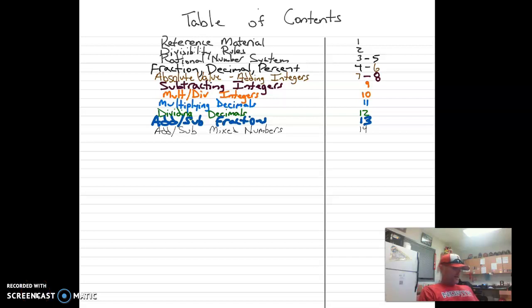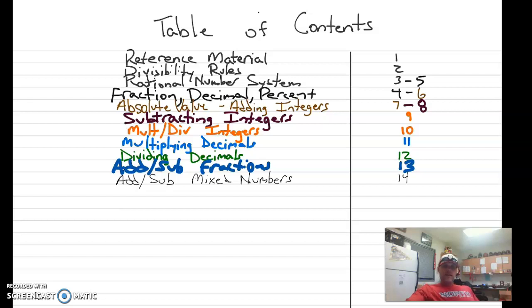Alright, welcome back to math. Here is your table of contents. You're adding and subtracting mixed numbers. I think it's going to take one page. It may take more. Don't forget, you can pause, go forward, and go backward as you need to.